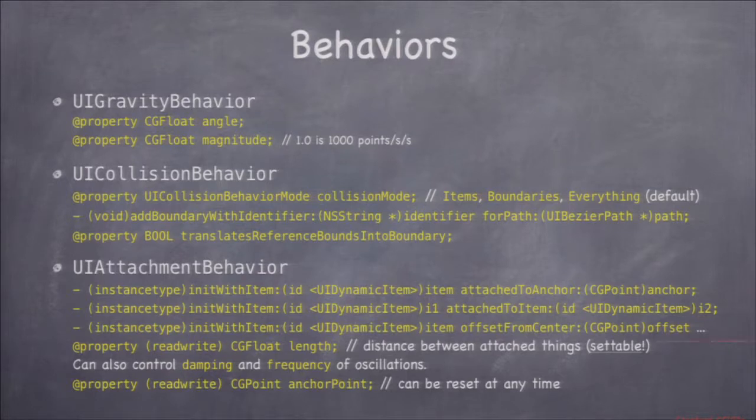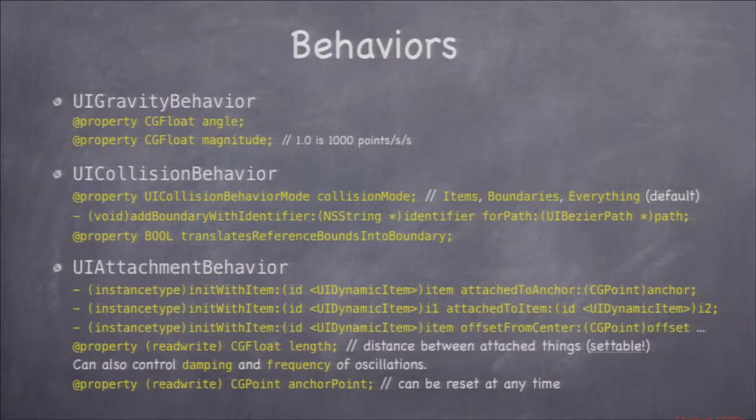The attachment behavior is a little different than the other ones in that you don't alloc init. You actually specify the attachment at init time. So alloc init with item, alloc init with other item. There's also some versions where you can attach items where the attachment point, instead of being the center, is offset. And that will make things kind of hang. If the items rotate, they'll kind of tilt, okay, because you're not grabbing them in the middle, you're grabbing them on the side. So you can make some pretty cool effects.